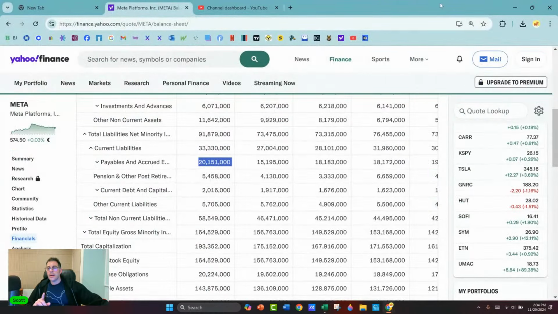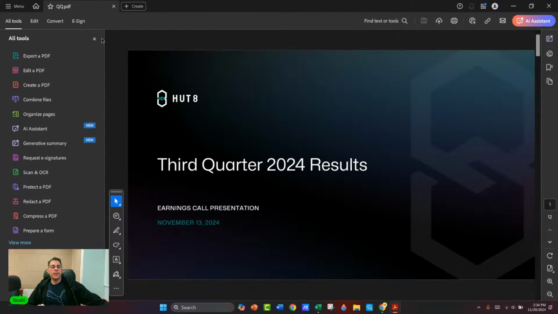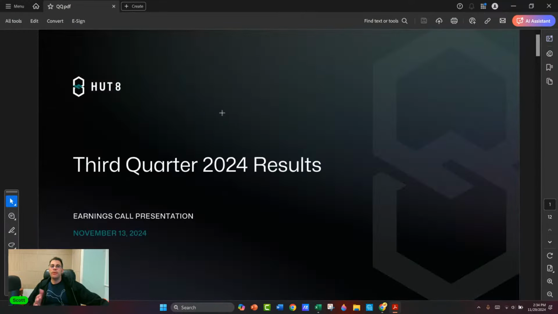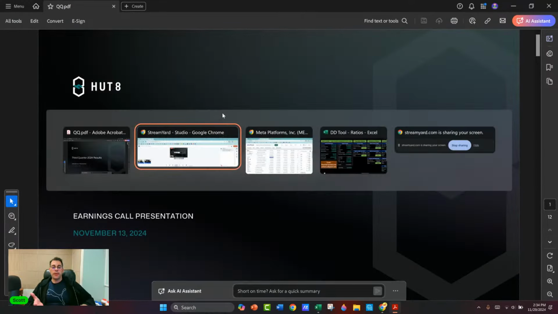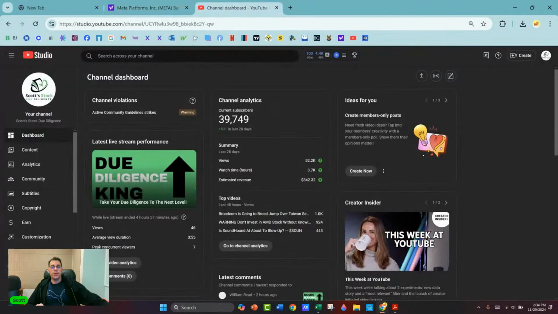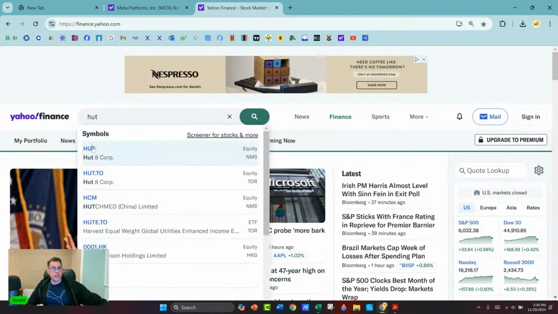I just did a stock on Hut 8. It's a Bitcoin mining company. They're a vertically integrated Bitcoin miner. So I'm not too familiar with it, but of course they've gone up a lot because the price of all Bitcoin miners pretty much moves with the price of Bitcoin. So it's up like 200% this year.